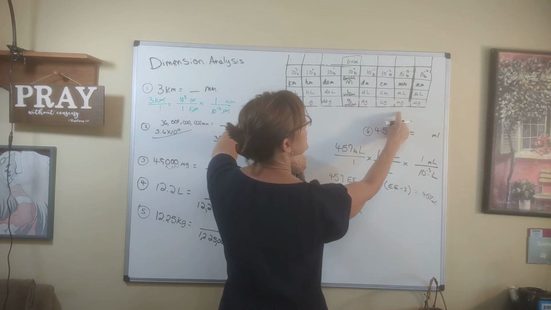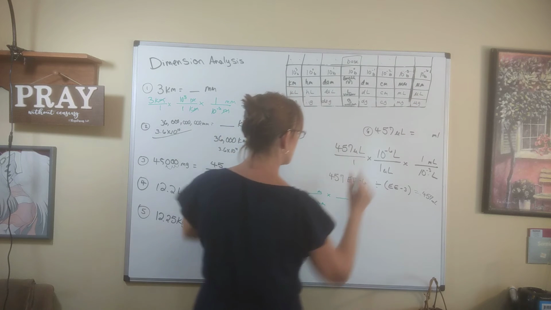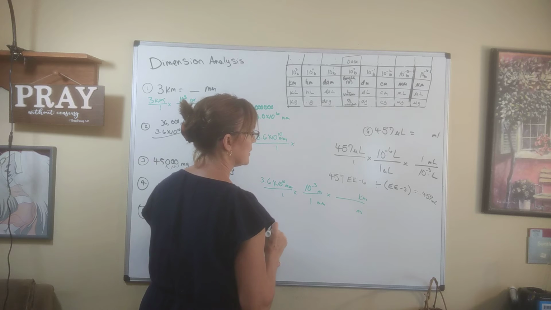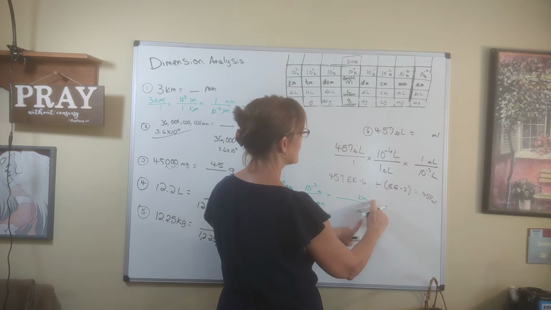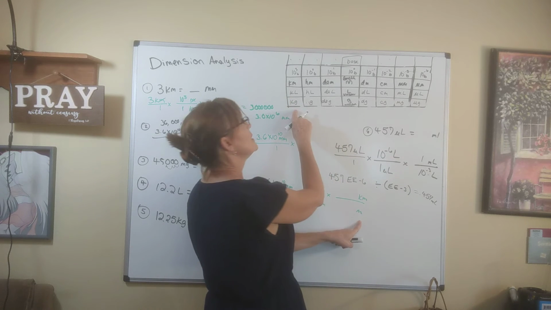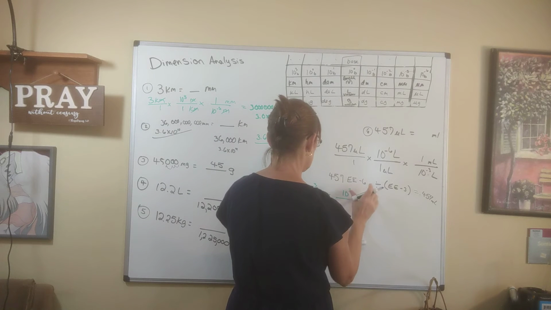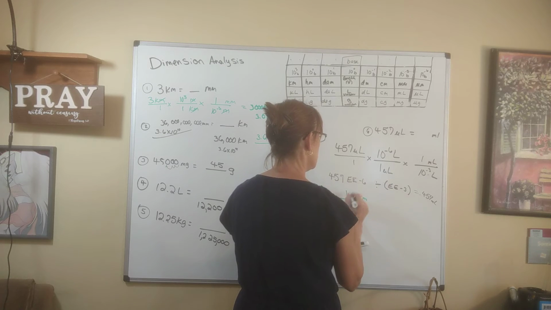So all I got to do is say, okay, how many meters are in a millimeter? Here's the millimeter. There's 10 to the negative 3 in 1 millimeter. And then how many meters are in a kilometer? 10 to the 3 in 1 kilometer.